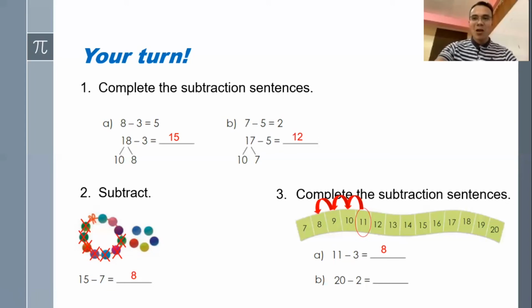Next, 20 minus 2 is blank. First, we have to find number 20 in the number tape. It's there. And we're going to move 2 steps backwards. And we landed on what number? We landed on number 18. Therefore, 20 minus 2 is 18.